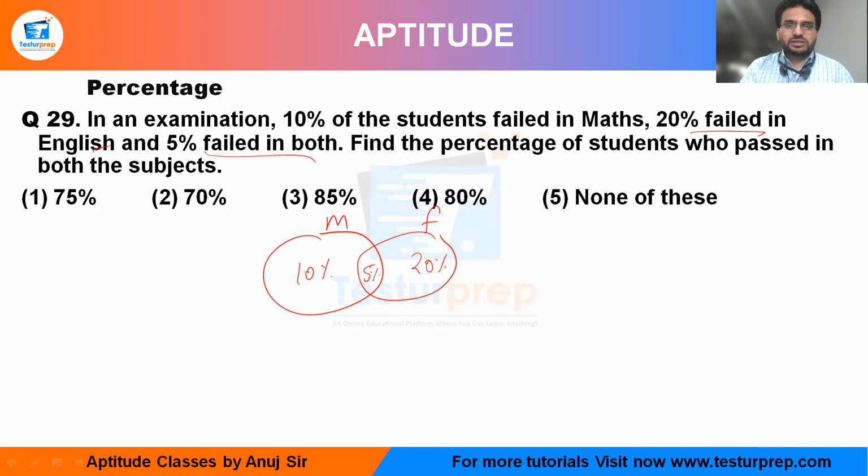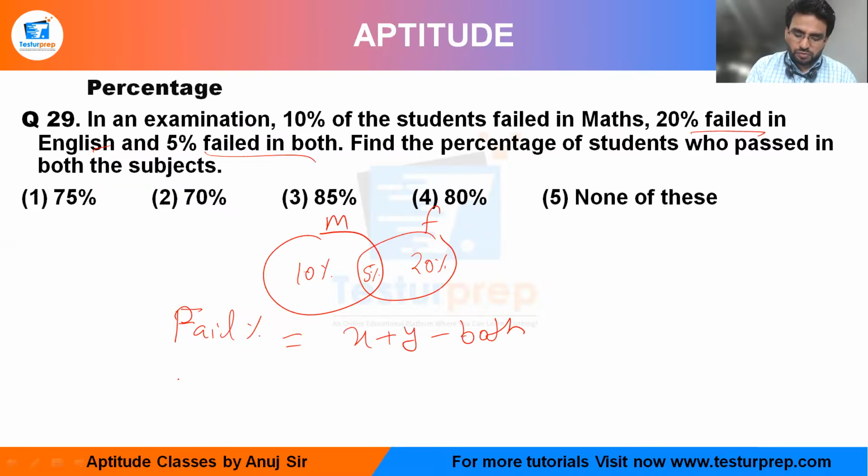We know that this is a set theory in percentage. For that particular thing I told you that if you want to find the fail percentage, that will be equal to x plus y minus both. Or if you want to find the pass percentage, just opposite to failed, that will be equal to 100 minus x plus y minus both percentage, right?